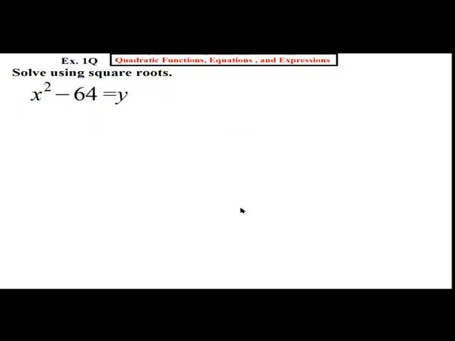Example 1Q. You don't have to copy the instructions. It's the same instruction: solve using square roots. X squared minus 64 equals y. Copy that and go.